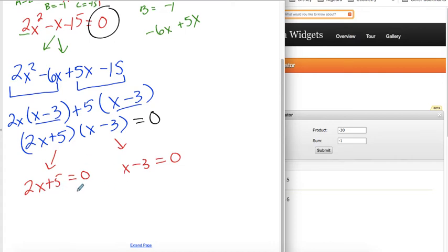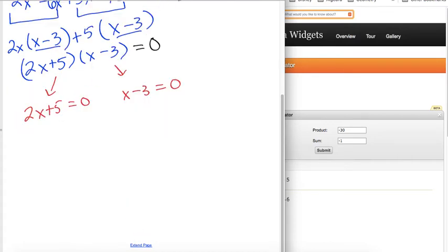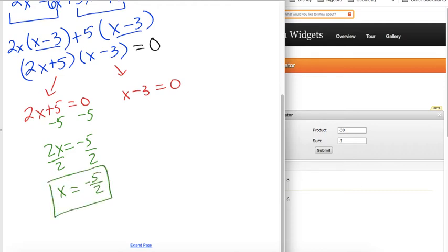So on the left side here, as I continue solving, I'm going to solve by subtracting 5 to isolate the 2x, and then I'm going to divide by 2 to get the x alone. So x is negative 5 over 2, or negative 2.5. That's one solution. And the other solution, I'm going to solve for x here by adding 3 to both sides, which will give me x equals 3. With a quadratic equation, you should generally get 2 solutions.